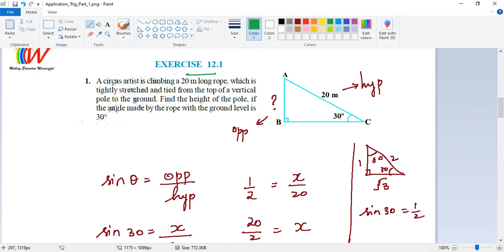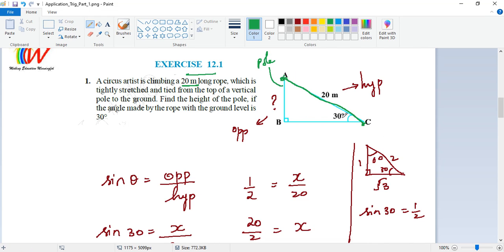See, a circus artist is climbing a 20-meter long rope. You all must have gone to a circus, or at least you know how a person climbs in a circus, right? See, the rope will be tied over here. It's tied from the top, and it's tied at the bottom over here. Now this rope's length is given as 20 meters, which is tightly stretched and tied from the top of a vertical pole to the ground. So this is the pole.